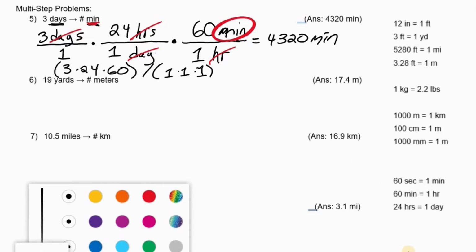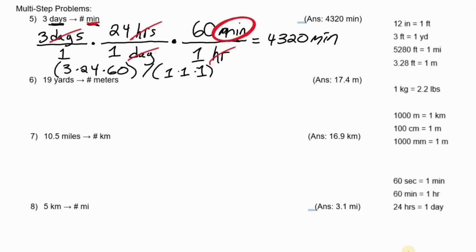Let's go into problem number 7. So we have 10.5 miles to number of kilometers, however you want to pronounce it. So we have 10.5 miles. Once again, miles is just mi and not m, so we're not going to be confusing m with mi.